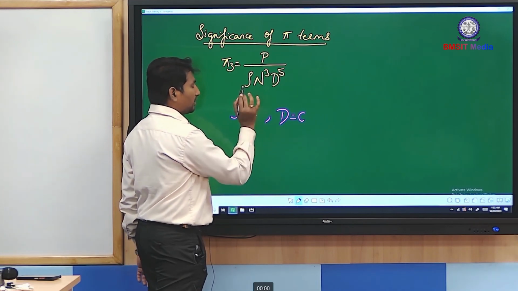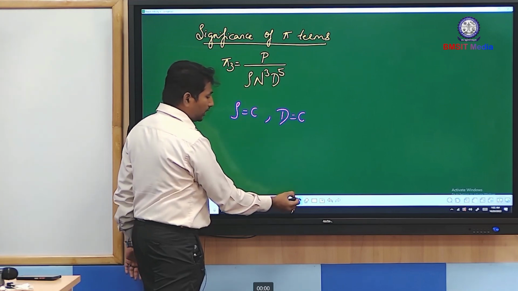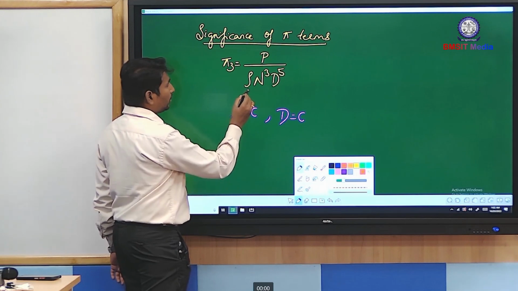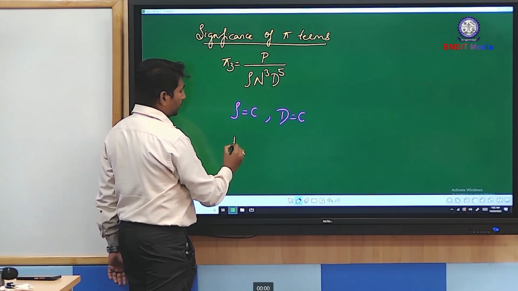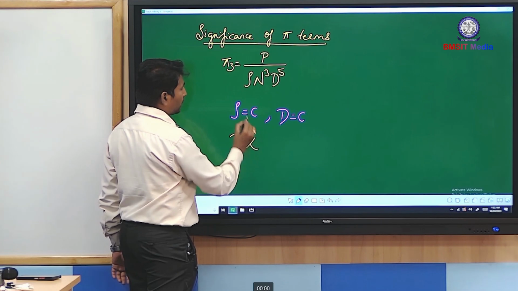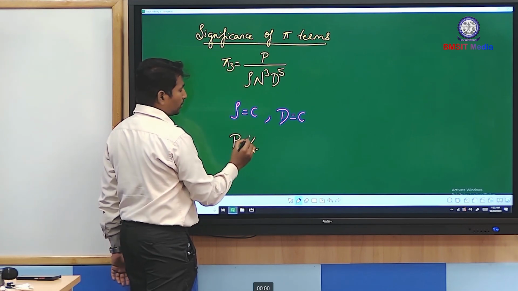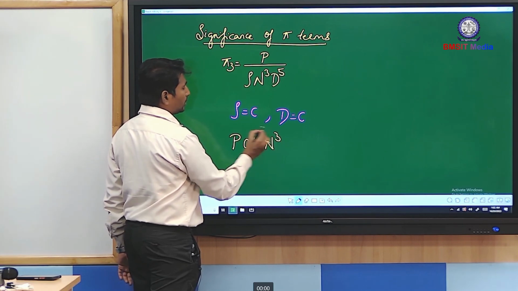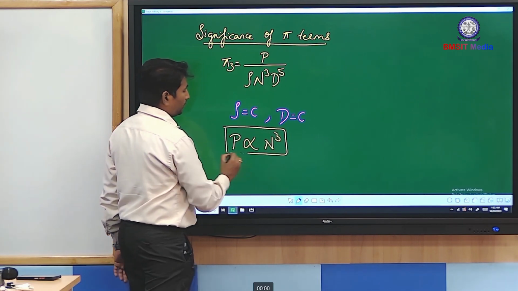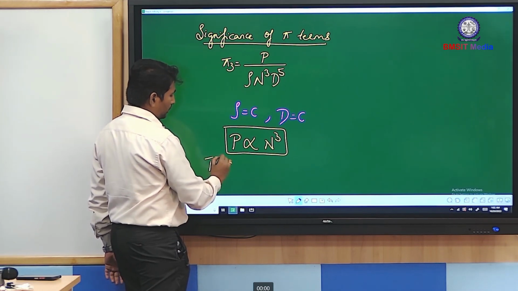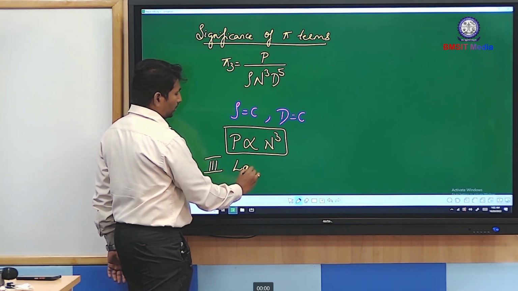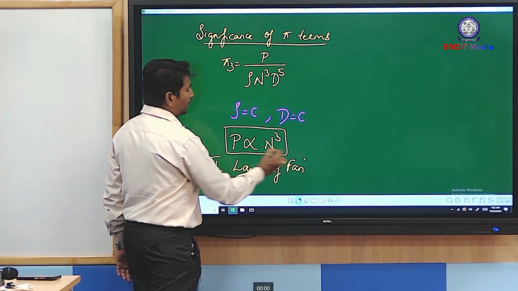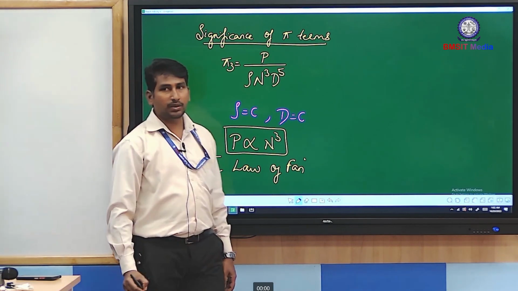If I consider these two as constant in this equation, then what is the relation between power and the left out term? The left out term is only N. What is the relation between power and N? I am removing the pi 3 term and putting a proportionality symbol. Power is directly proportional to the cube of the speed. So this is called the third law of fan.